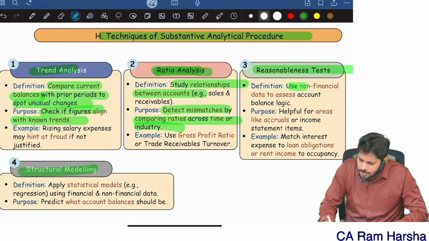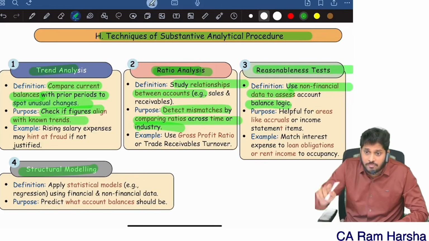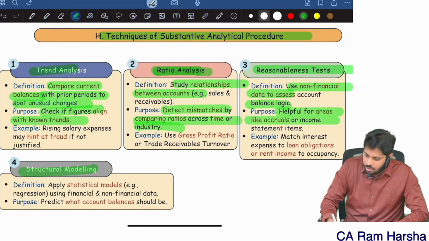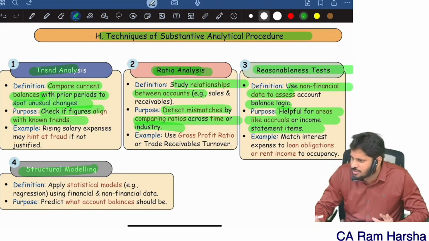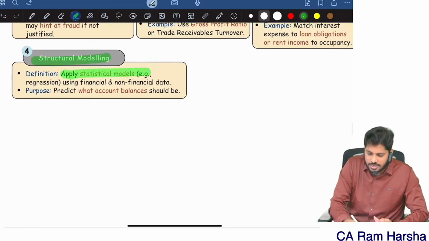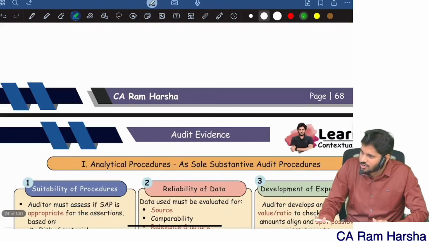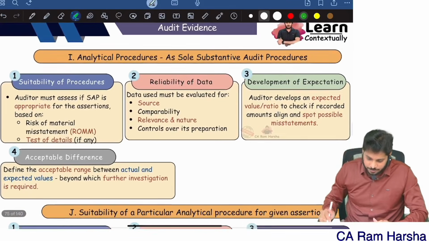Reasonableness test: we predominantly use non-financial data to know whether an account balance is logical or not, reasonable or not. Helpful for accruals, income statement items, whatever. Anywhere you can use this reasonableness test. Next, structural modeling: it's a statistical tool where they predict account balances. Easy or not? Any three you need to write in the exam.